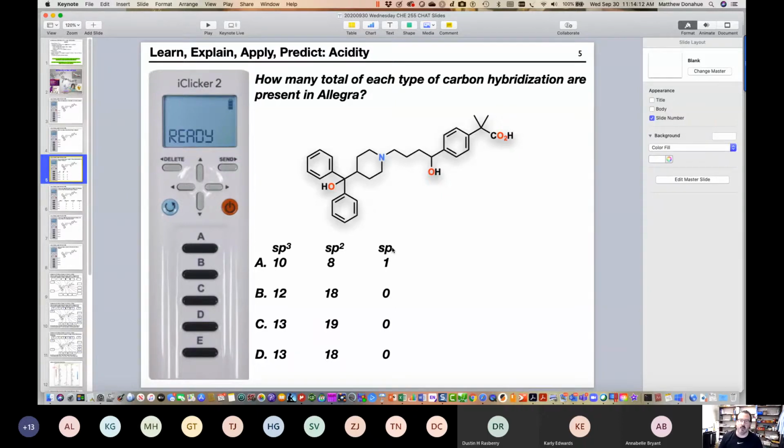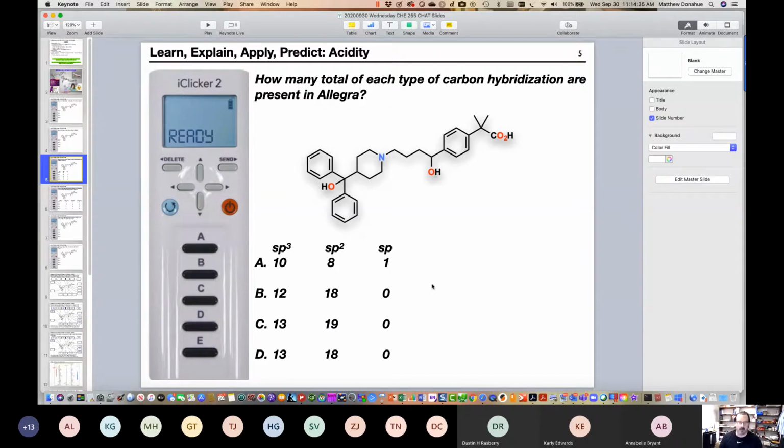So just using some logic, on a visual inspection, you can eliminate A. There's no alkyne in the molecule. There's no nitrile. There's no other sp hybridized carbon functional group. So we can eliminate A because that's 1.